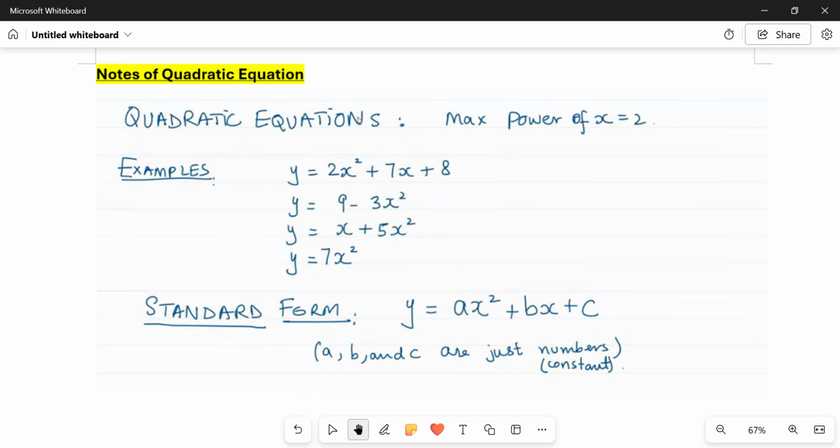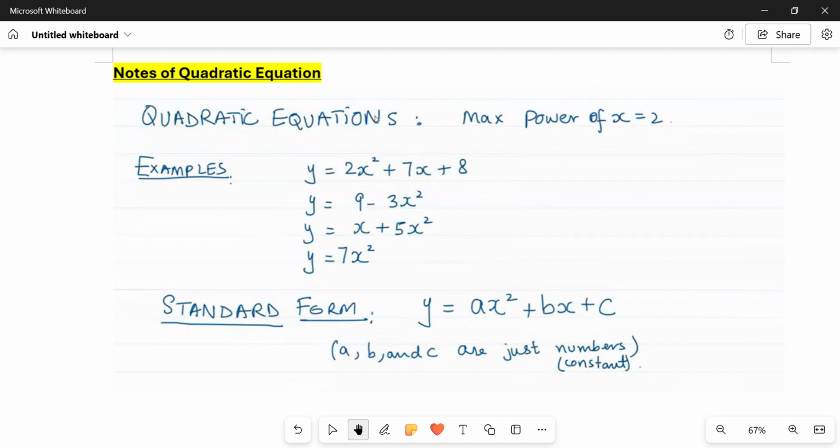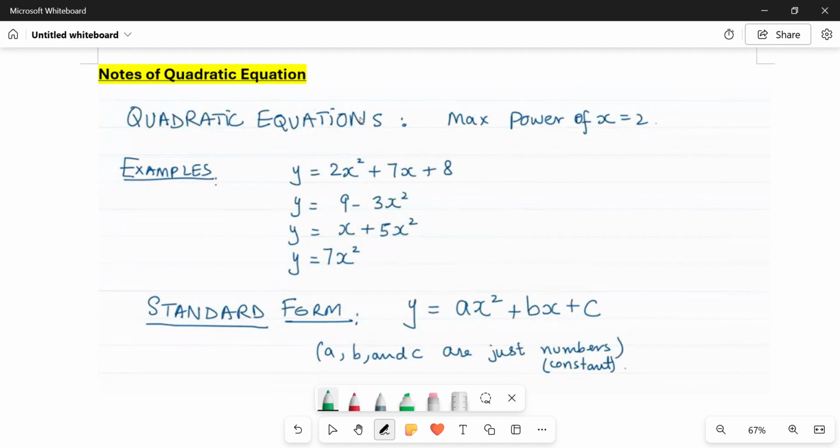Hello students, in this video we will learn the quadratic equation, right? So how are you going to recognize that it is a quadratic equation? Here the maximum power of x is 2, right? Here x has the maximum power. There are a few examples that you can identify. This is the quadratic equation.